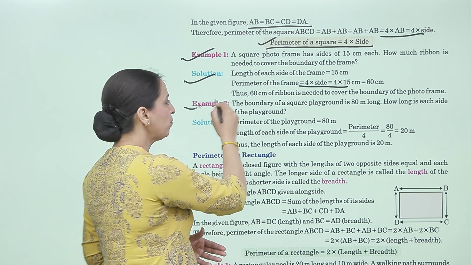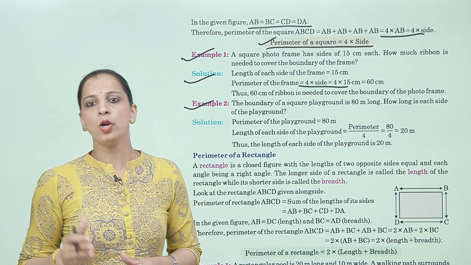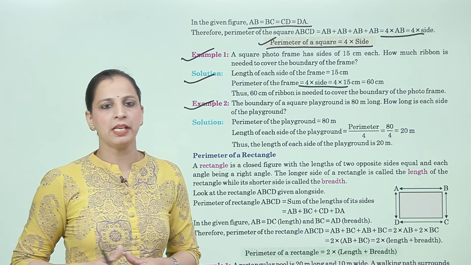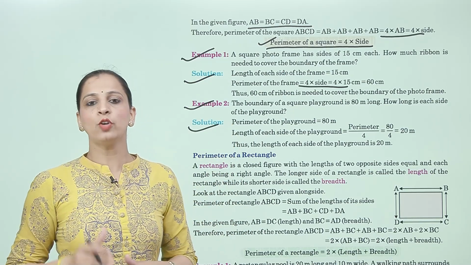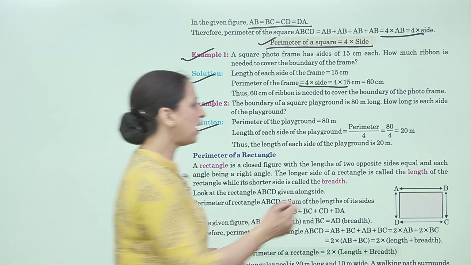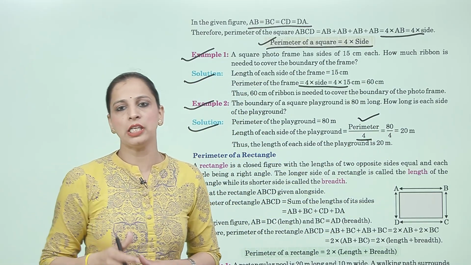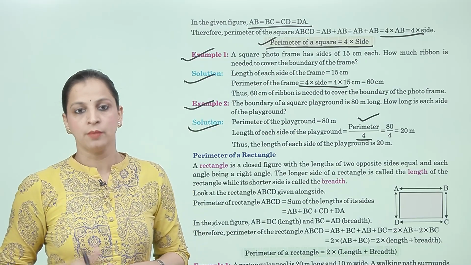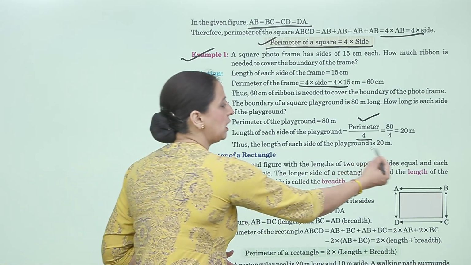Now, example 2. The boundary of a square playground is 80 meter long. How long is each side of the playground? Now, solution. Perimeter of the playground is 80 meter. Length of each side of the playground is perimeter divided by number of sides, that is 4. That is equal to 80 by 4 is equal to 20 meter. Thus, the length of each side of the playground is 20 meter.